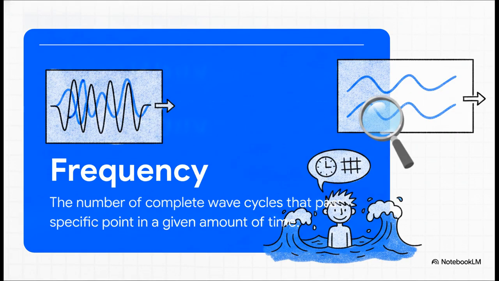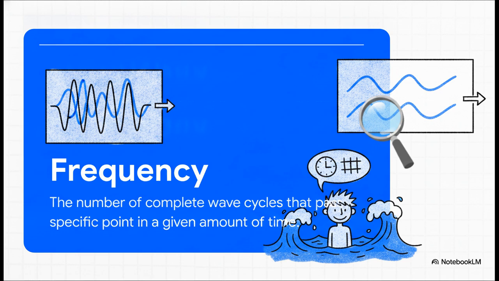Our third structural property is frequency. Think of this as the countdown clock for the wave. Frequency is defined as the number of complete wave cycles that pass a specific point in a given amount of time. Imagine you're standing in one spot in the ocean, just counting how many waves hit you in exactly 1 minute. You'd be measuring the frequency of those water waves.